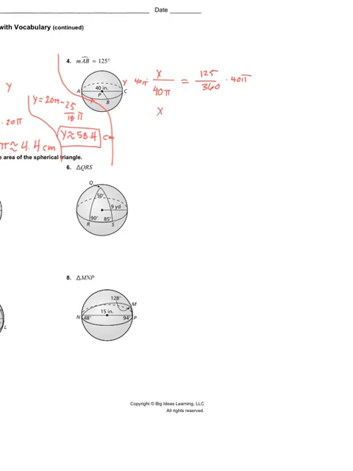I end up with x equals 125 over 9 pi, which is approximately 43.6 inches. Okay, for y, I'm going to do my total circumference, which is 40 pi. I'm going to subtract 125 over 9 pi, and I get that y is approximately 82.1 inches.